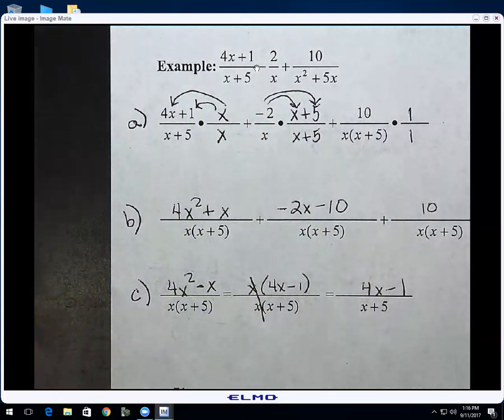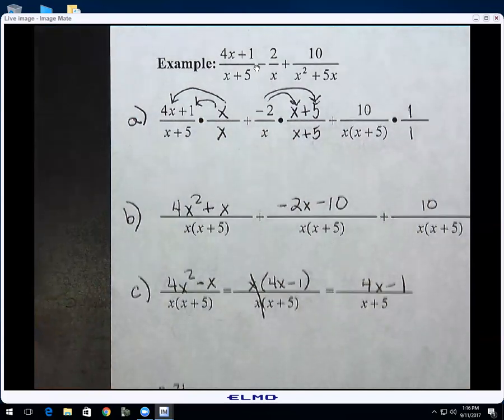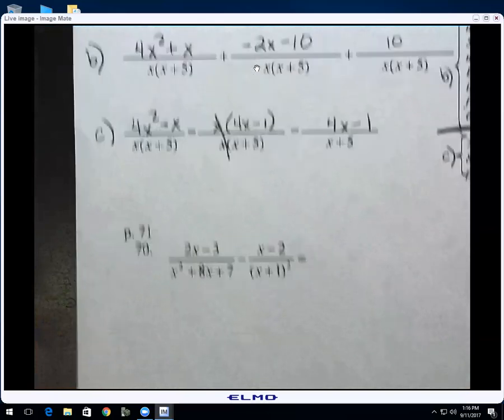Now, I want to see how well you can apply that to number 70.